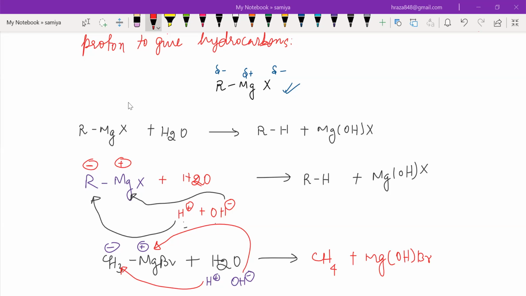So if there is any alkyl halide, you need to react this with magnesium to form Grignard reagent, and then followed by hydrolysis, then you will get your alkane.